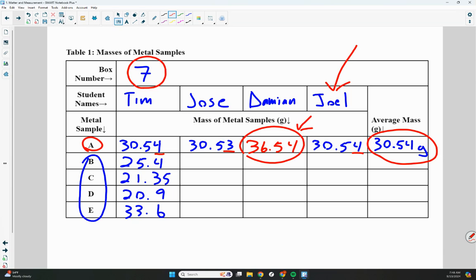So in this case, we would not want to write that number down and include it in our average. Rather, we'd want to talk to Damien and say, hey, Damien, show us how you calculated this mass here, and let's double check it to make sure that you're correct, because it's pretty clear that either Damien is wrong or the other 3 of us are wrong. So you never put an obviously wrong piece of data in there with the rest of your good data. All right. So if we get rid of that, then our average is going to be around 30.54.